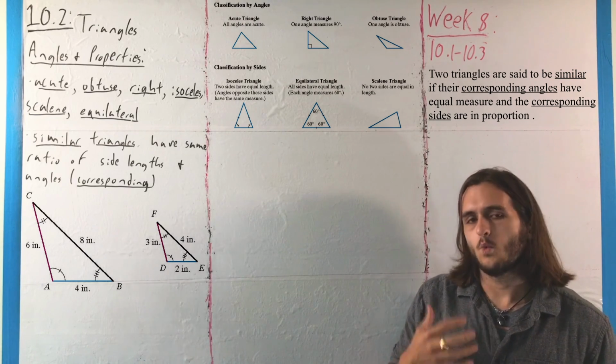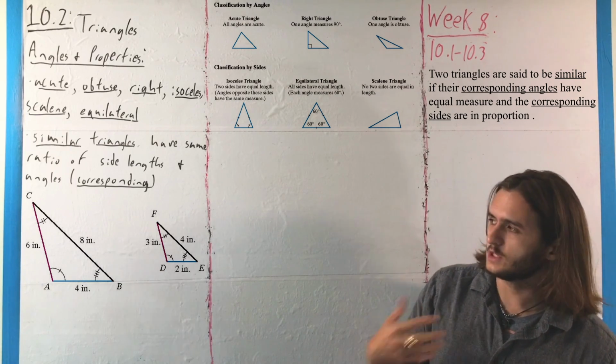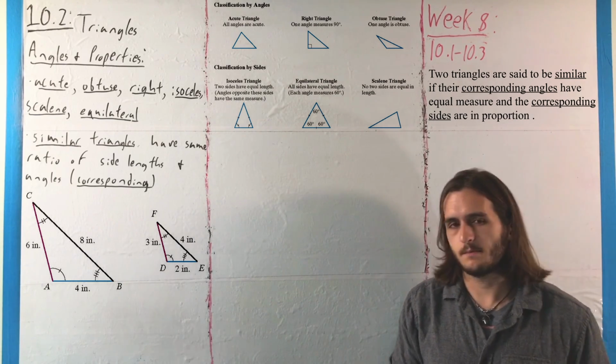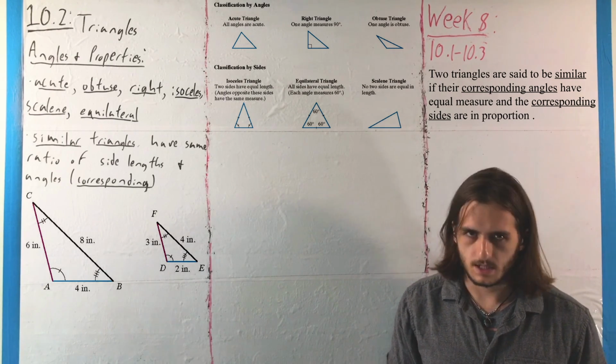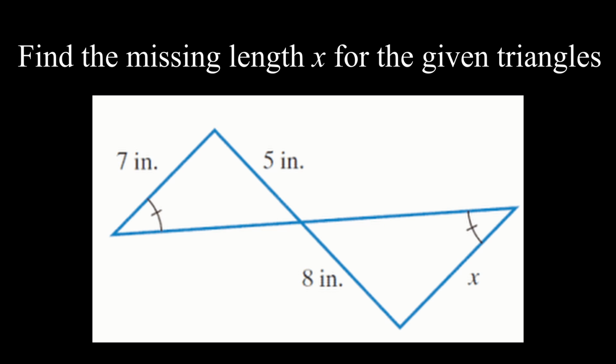So let's get one more for seeing how we can actually use this relationship in order to be able to find some measurements that might not be entirely obvious. For this example, we want to find the missing length x for the given triangles, where we have those side lengths as given and want the remaining.